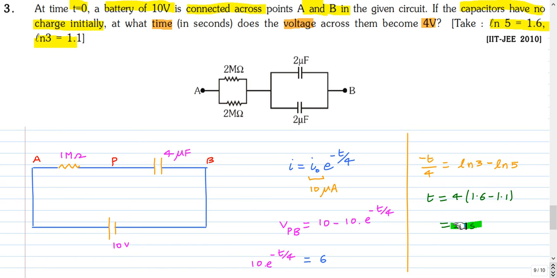So this can be rewritten like this, taking log on both the sides, and 6 by 10 is 3 by 5, so it will become ln 3 minus ln 5. These values are given in the question. So using that, we get the value of time t as 2 seconds. So at time t equal to 2 seconds, the voltage drop from P to B, that is same as the voltage across the capacitor, will be 4 volts. So this is the answer to this question.